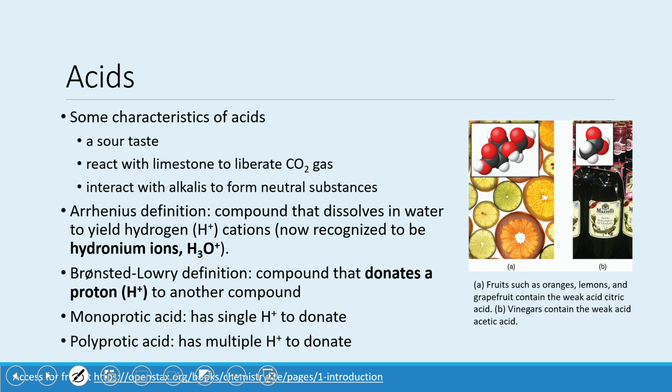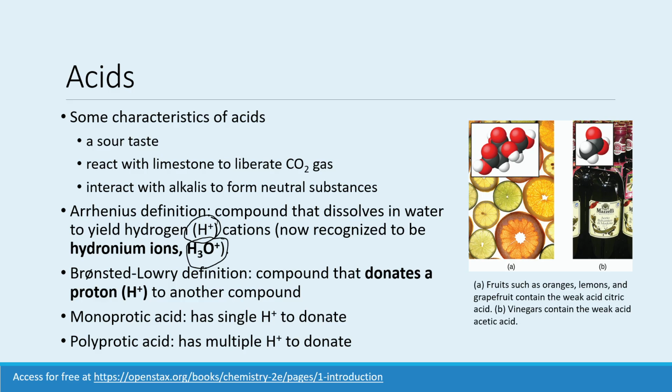So this was kind of the first one to come about, where compounds that dissolve in water will yield hydrogen ions, which are represented as H+. But now we recognize that they are technically hydronium ions, which are H3O+. But just keep in mind, depending on the equations that you'll look at, it could be written as either H plus or H3O plus, and so we use those kind of interchangeably.